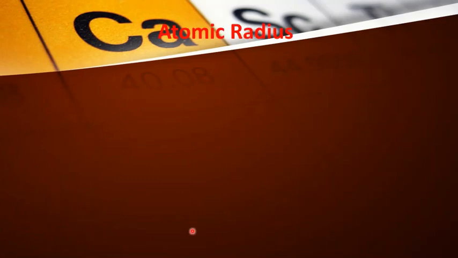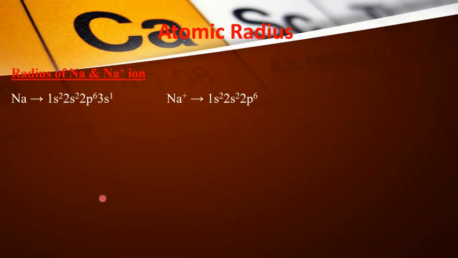Now, atomic radius of an atom and its ion. At first, the radius of an atom and its positive ion. For example, sodium and sodium ion. Look, when sodium becomes sodium ion, one electron is released from here, and for every metal, when a metal becomes a positive ion, its outermost shell is removed from there, but no change occurs in the protons.